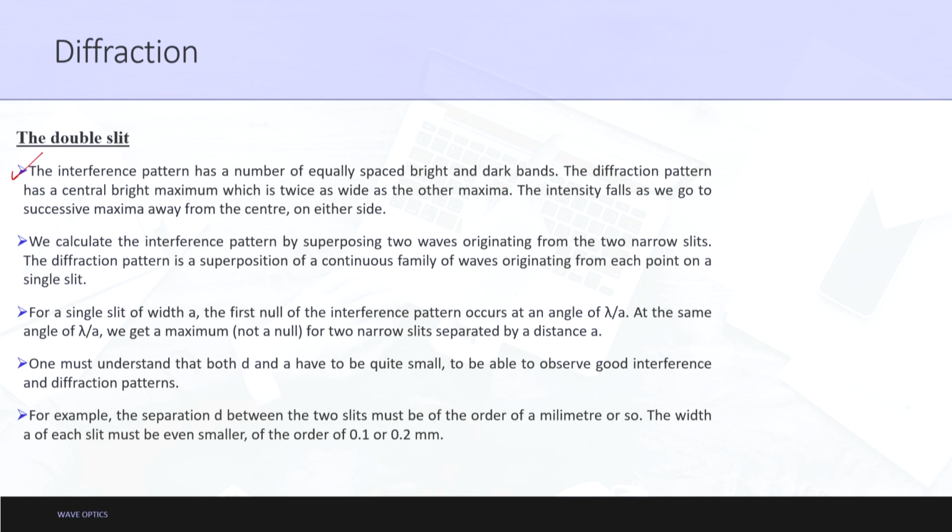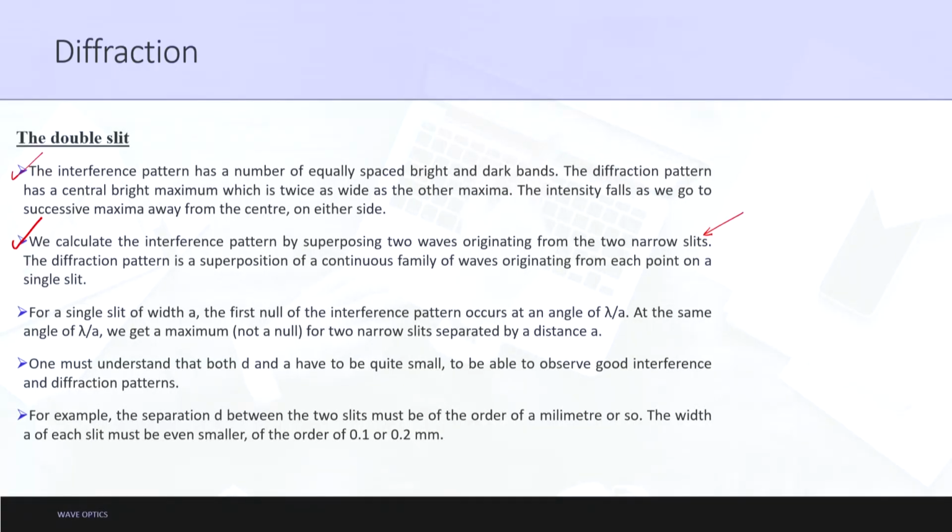Next, we calculate the interference pattern by superposing two waves originating from two narrow slits. That is how we can understand the concept of the double slit experiment using the single slit diffraction pattern. The diffraction pattern is a superposition of a continuous family of waves originating from each point on a single slit. So this is a simple explanation. What is diffraction? Initially the explanation was that diffraction is the bending of light. Diffraction is a phenomenon in which light bends around a corner, only when the obstacle is of the order of the wavelength of light. Similarly, we understood what a diffraction pattern is: a superposition of a continuous family of waves originating from each point on a single slit. So diffraction occurs when the single slit experiment is done.